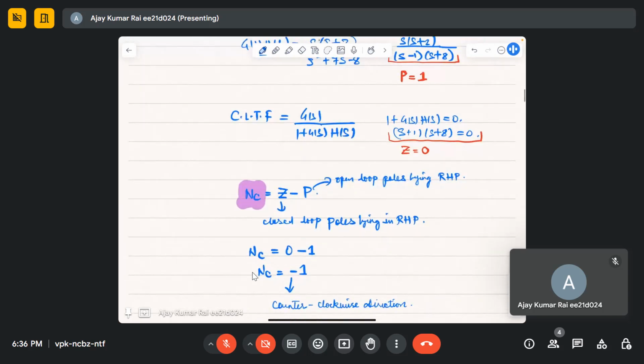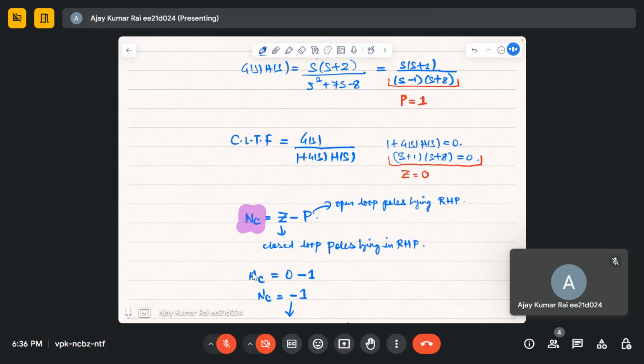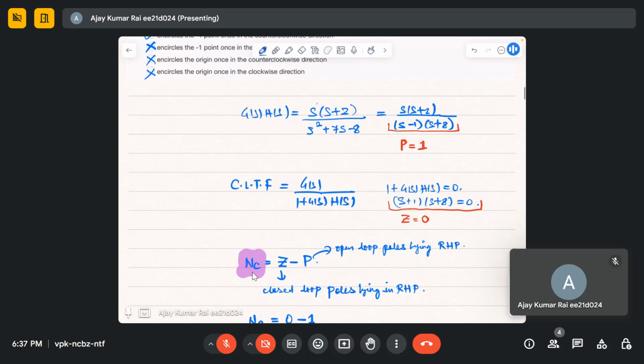So the question was asking N_C. What is the value of N_C? Because we already know the poles of the open loop transfer function as well as the closed loop transfer function. So N_C is equal to Z minus P. How do we get the information for P? By looking at the poles of the open loop transfer function. In this case you can see only one pole is lying in the right half plane. So that's why P is equal to 1.